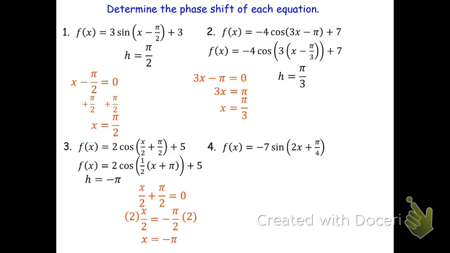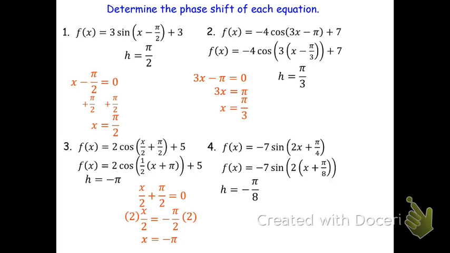On number 4, I'm going to have to factor out a 2. So I would get f of x equals negative 7 sine, quantity, 2 quantity, and then divide. 2 goes into 2 once, and pi over 4 divided by 2 is pi over 8. So it's going to look like this. The h value should be x minus, it's not. This tells me h is negative, and the h value is going to be negative pi over 8.